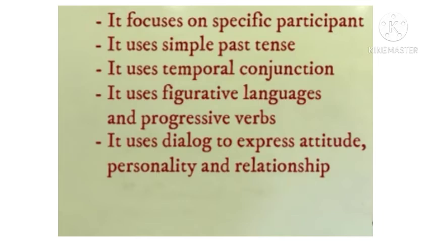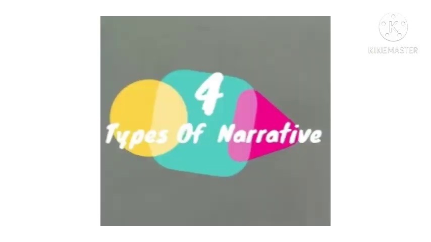Figurative language such as simile, metaphor, personification, or hyperbole are used to add meaning to the story. The last one is narrative text uses dialogue. The use of dialogue in narrative text is to express attitude, personality, and also the relationship. Now, let's get to the types of narrative text. The first type is fairytales.